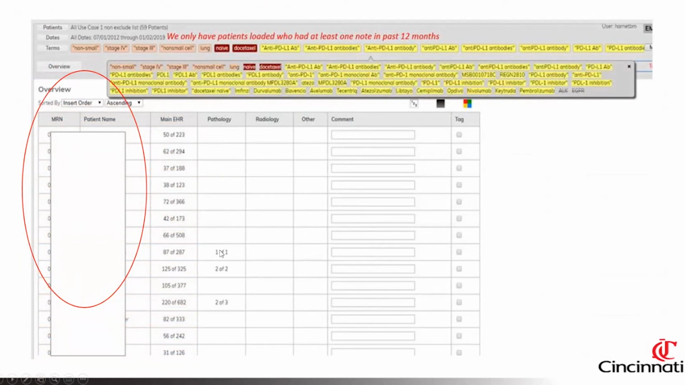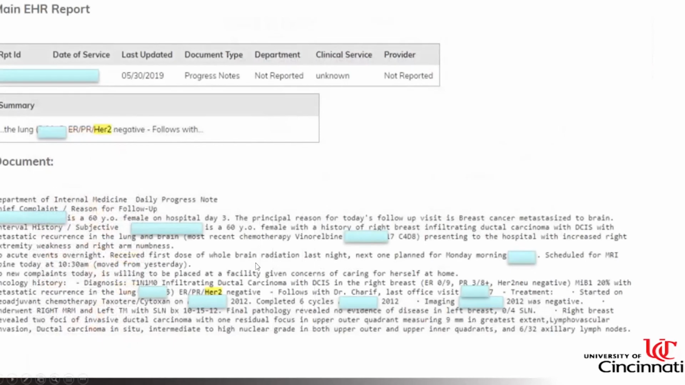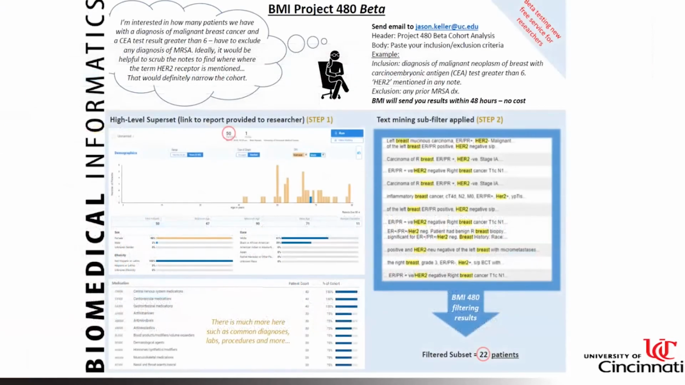So if you were to click on one of these boxes here, you come up with more details. So these are the patients, and you can see that the terms you look for are color-coded. And then if you drill down even further, you actually see the note. So you would still have to read those notes. But what this does is help you find which notes to read. And here's an example of how this might work.